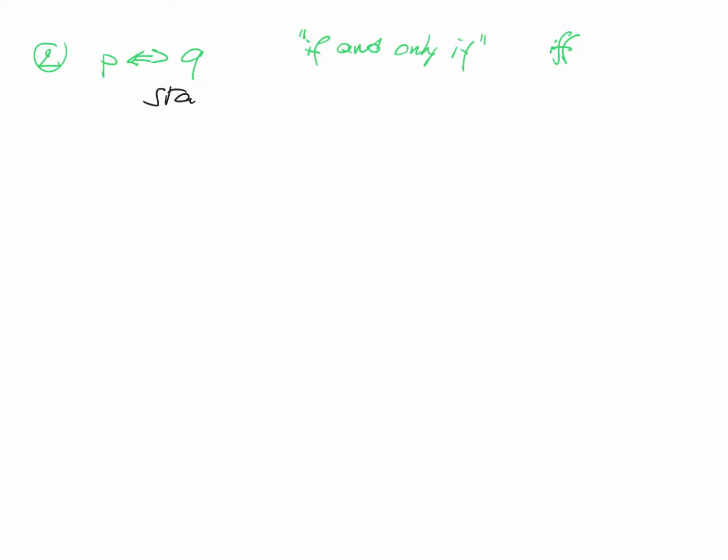So statements P and Q, they are equivalent. So it means that if P is true, then Q is true, but also if Q is true, then P is true.